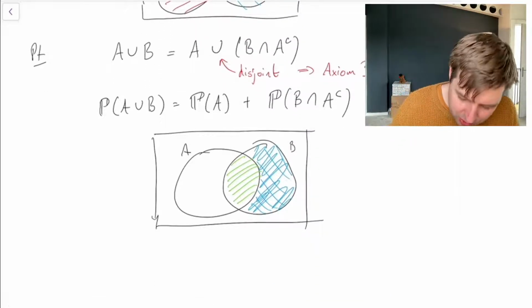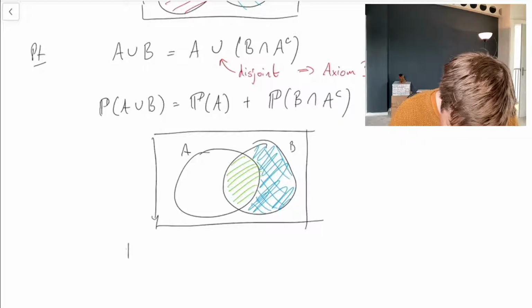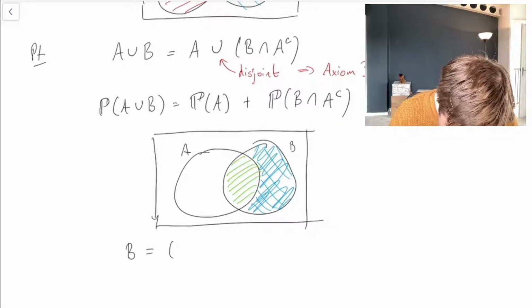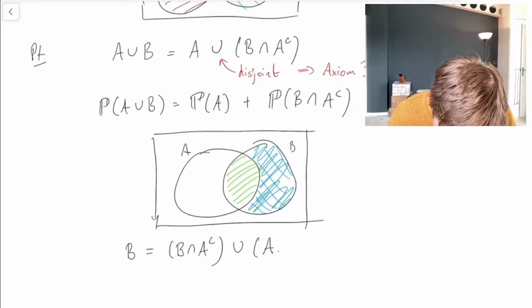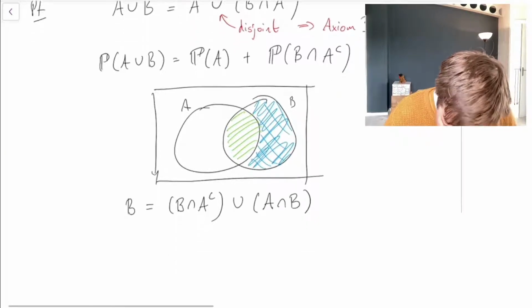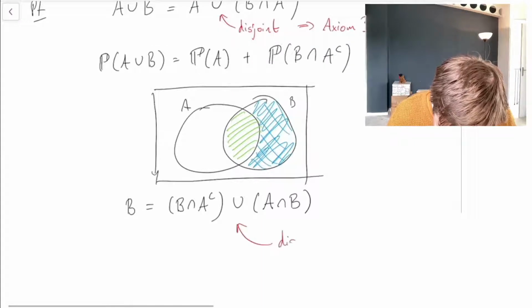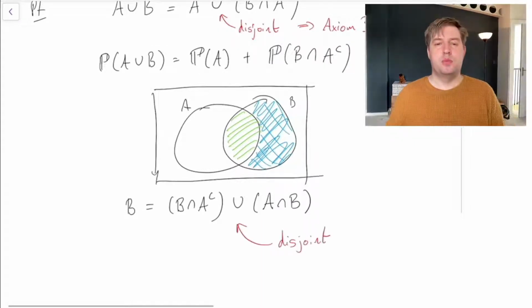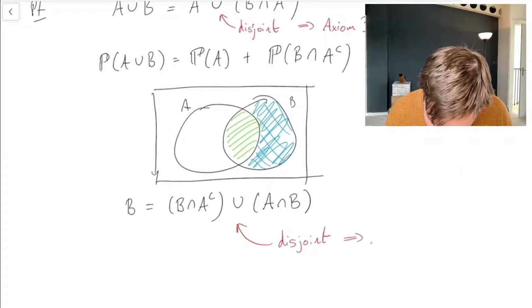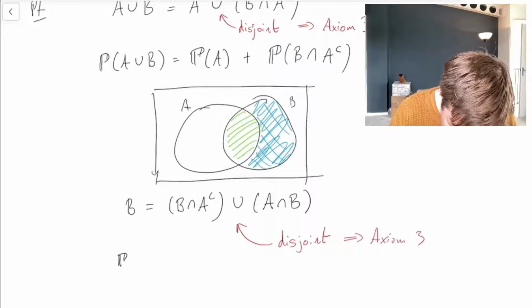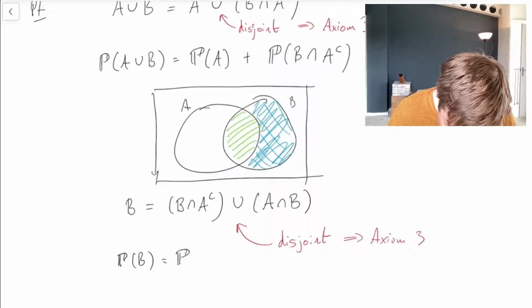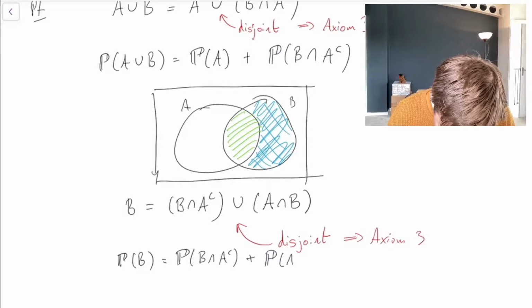So we have another disjoint union hanging around here, which is that B is equal to B intersect A complement, that's the bit I've shaded in blue, union the thing shaded in green, which is A and B. So once again, this is true, but it's true with a disjoint union. So we can apply axiom 3 again. Let's do that. It tells us the probability of B equals the probability of B intersect A complement plus, applying axiom 3, the probability of A intersect B.